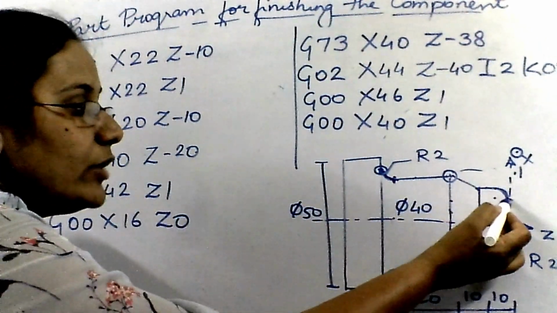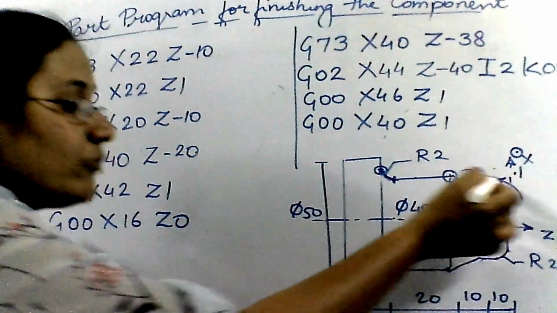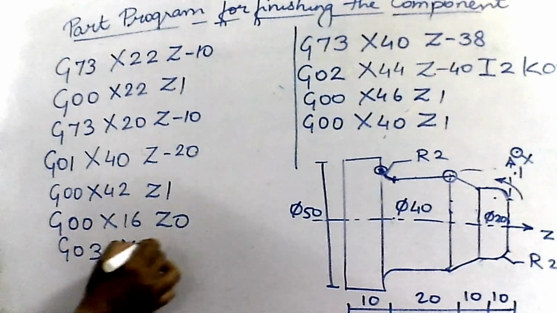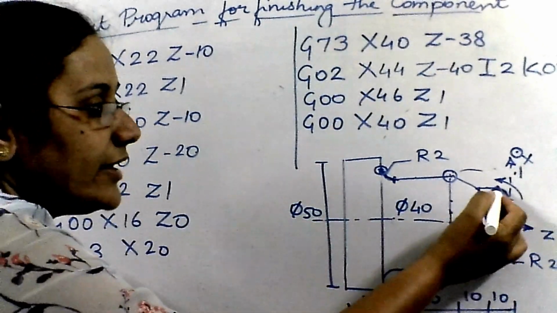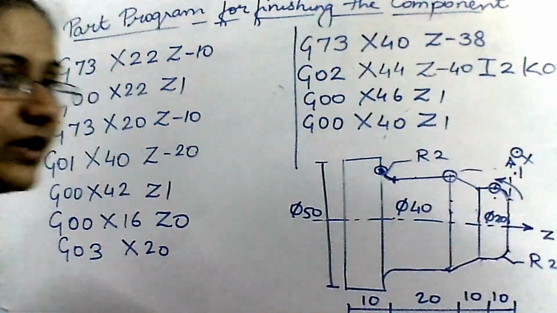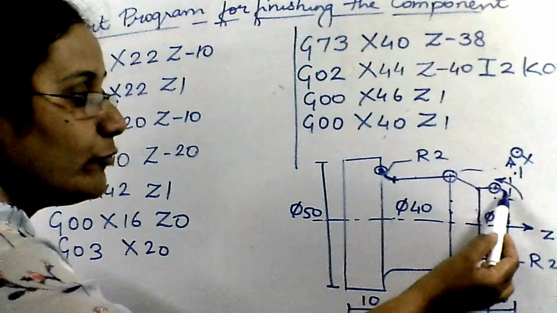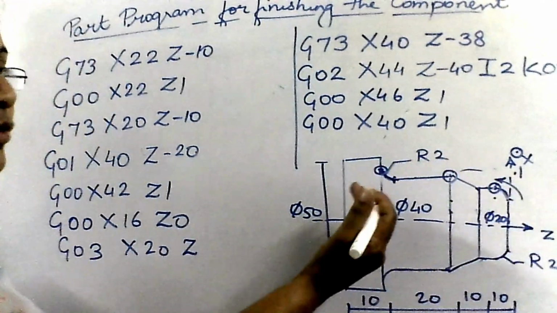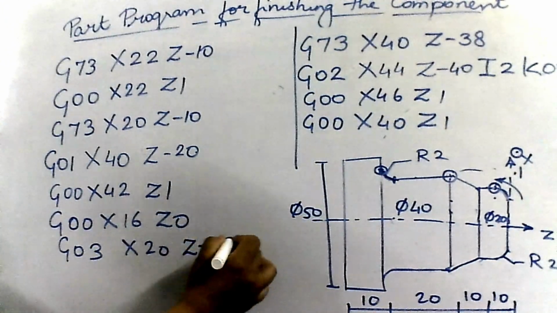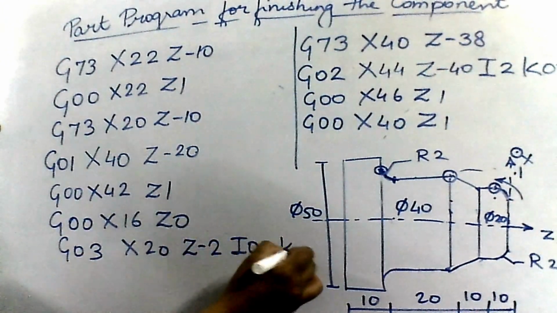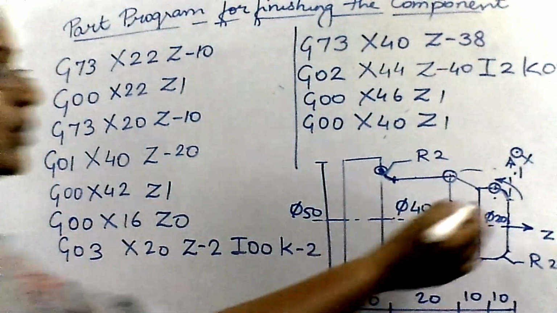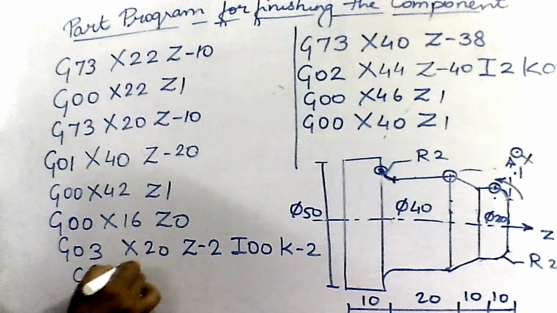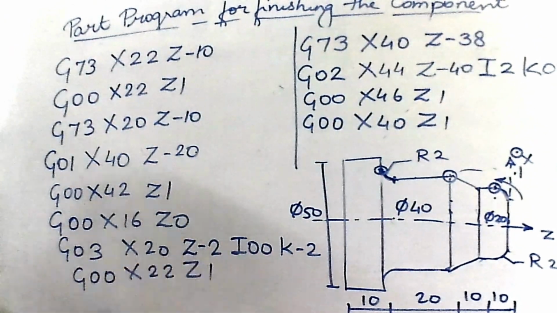Now if you observe carefully, to make this shape, the rotation is anti-clockwise, and for anti-clockwise rotation I have to use the code G03. X would be 20 because I will be specifying the coordinates of the end point of the arc. So the coordinate of this point would be X20 and Z would be minus 2 as I am to the left. Along with that, I will take I0 and my K would be minus 2. Now once this arc is done, I have to take my tool out. So for that the code would be G00, X22, Z1.